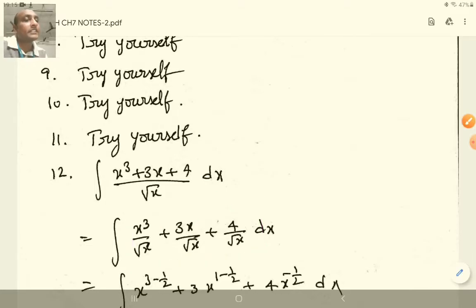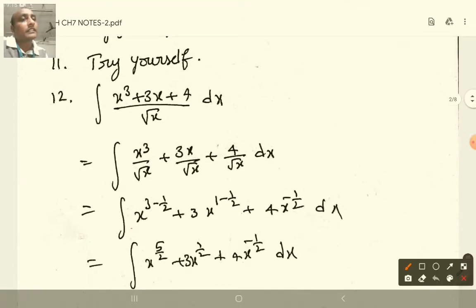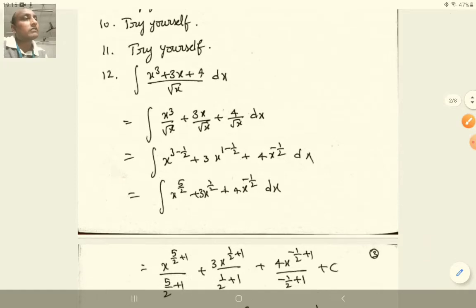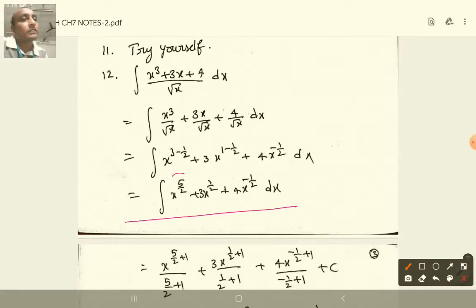Single x exponent means writing like this: x power 3 by 2 minus 1, plus 3x power 1 minus 1 by 2. This is 1, that's why 4 into x power minus 1 by 2. So this one is written in the single exponent method, and then you have to write like this: x power 5 by 2, 3x power 1 by 2, 4x power minus 1 by 2.